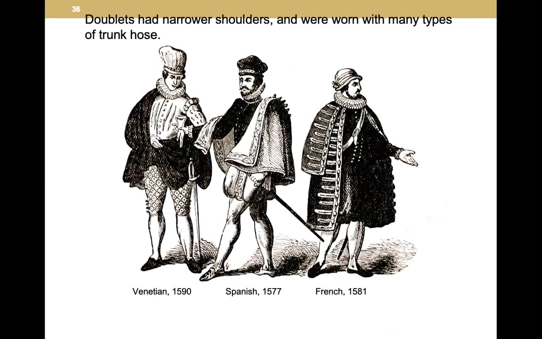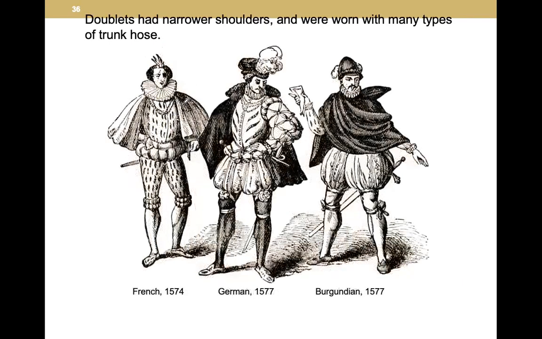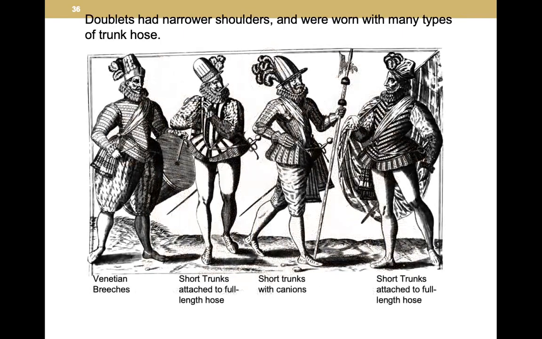This just shows how the trunk hose might vary from country to country. This would be Venice, so Italy, Spain, and then France. They are all wearing a form of trunk hose, a doublet, most have a Peascod belly, and then a ruff. This again shows the different types of trunk hose. The Venetian breeches were full at the top and tapered to the knee. These are very short trunk hose, just this little piece right here. These are just regular trunk hose.